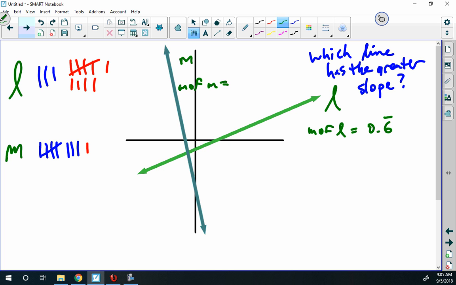And the slope of line M, it's clearly steeper, but the slope of line M is going to be negative something. It's probably going to be like -2. So what this question is really asking is which one of those numbers is greater, -2 or positive 0.6? Positive 0.6. So line L has the greater slope. If the question said which line is steeper, then it would be line M.